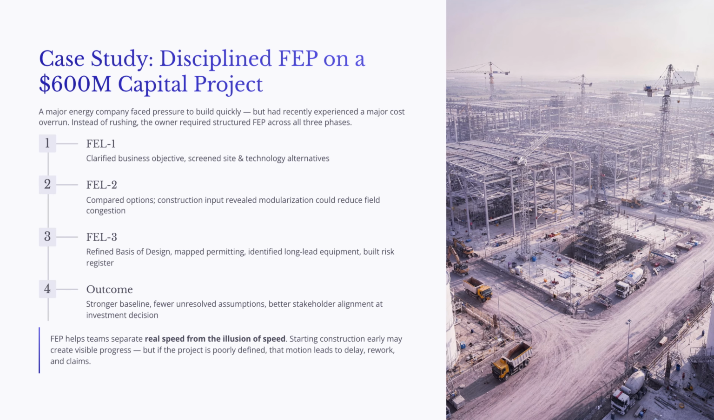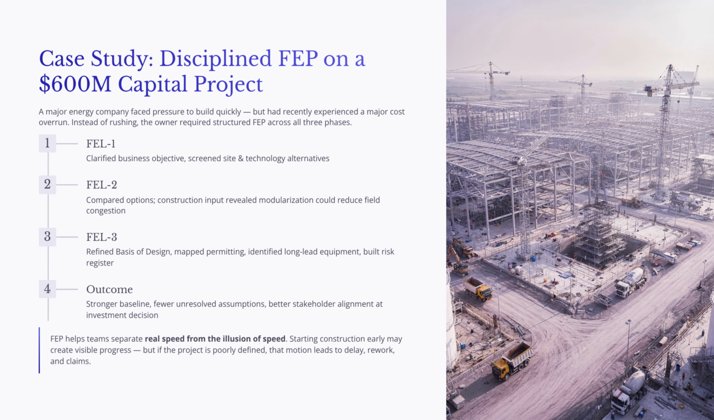During FEL3, the team refined the basis of design, clarified scope boundaries, mapped permitting requirements, identified long lead equipment, updated the cost and schedule baselines, and built a risk register tied to mitigation actions. As a result, the project reached the investment decision with a stronger baseline, fewer unresolved assumptions, and better alignment among business, engineering, construction, and operations stakeholders.